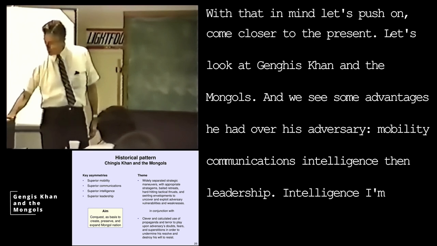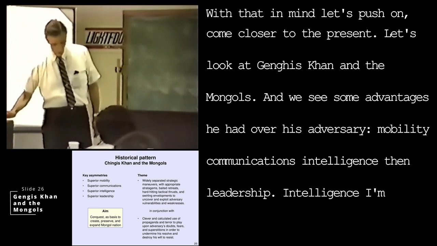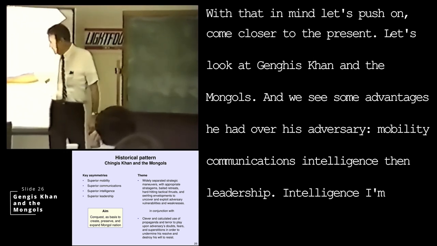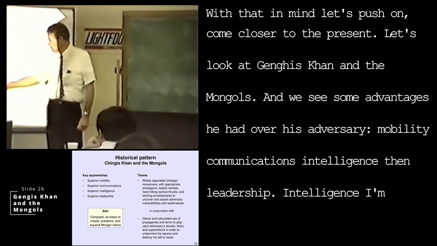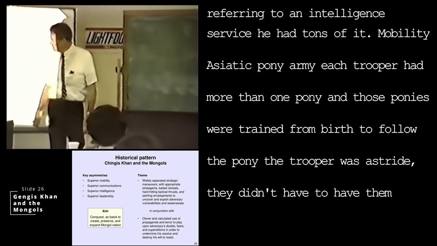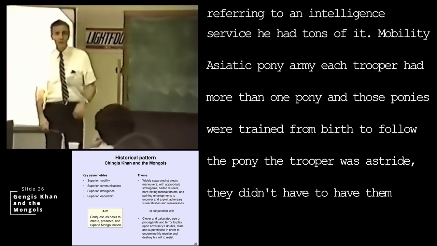Come closer to the present. Let's look at Genghis Khan and the boys. And we see some advantages he had over his adversary: mobility, communication, intelligence, and leadership. Intelligence in return to their intelligence service. Mobility: the Asiatic pony army.